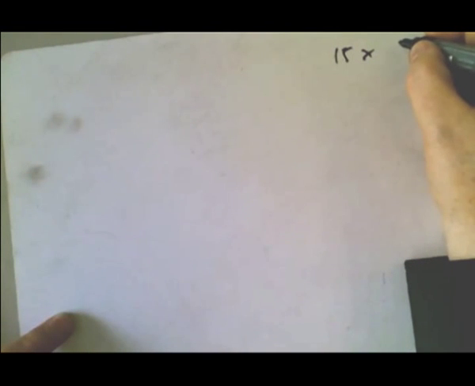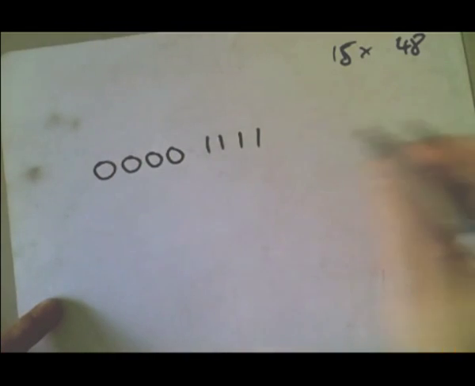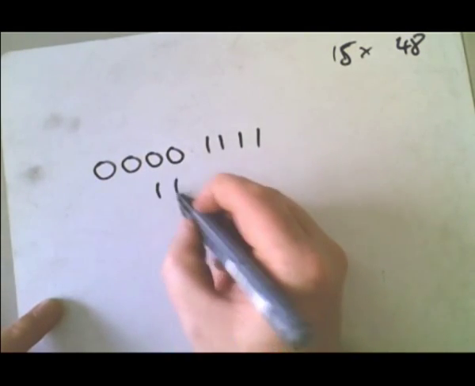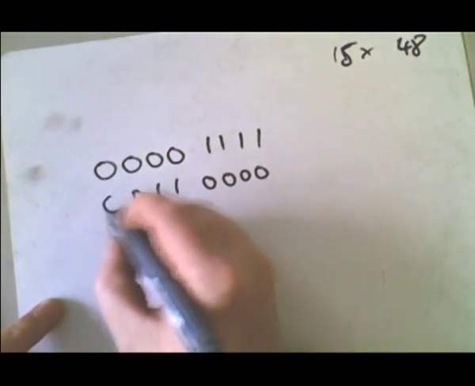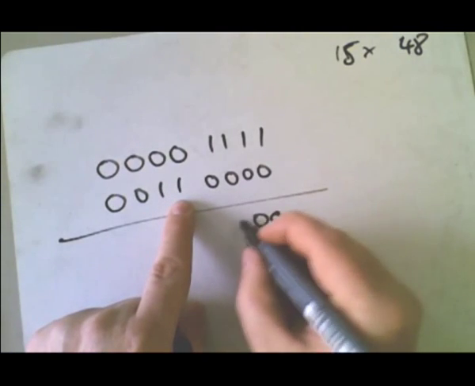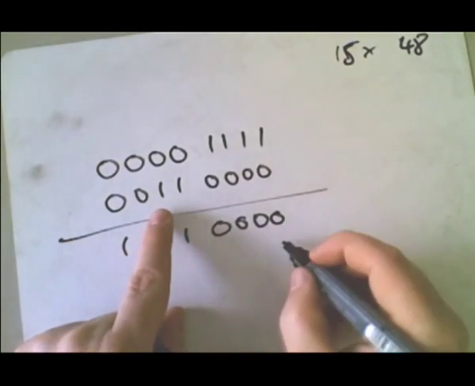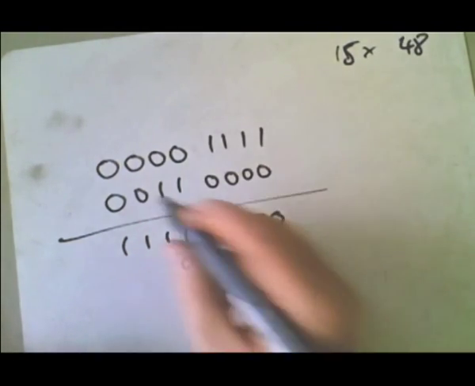So let's do a really tough looking one. Let's do 15 times 48, that sounds pretty horrendous, doesn't it? Okay, 15 is that. 48 is a 32 and a 16. And all we do is we ignore the first 4 lots. So by the time we get to this one here, we put in our 4 zeros and we times by 1. And with this one, we put in 5 zeros and we times everything by 1.